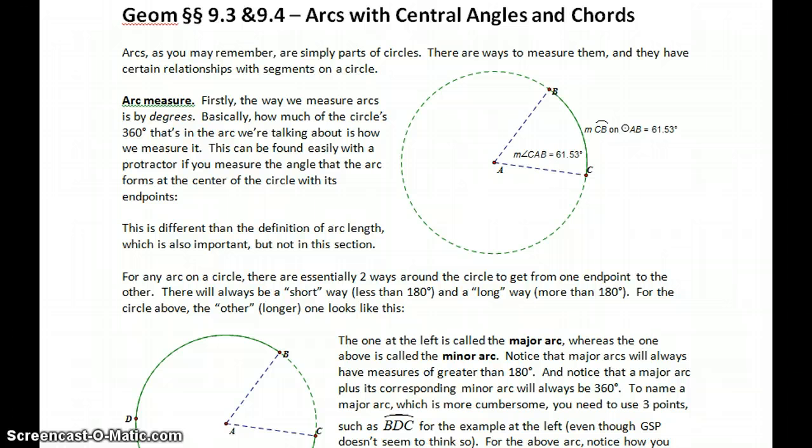Okay, so here we are in geometry section 9.3 and 9.4 about arcs. 9.3 is about arcs and the angles involved with them, and 9.4 is about arcs with the chords associated with them. So this is nice. These two are pretty closely related. So first of all, what is an arc?